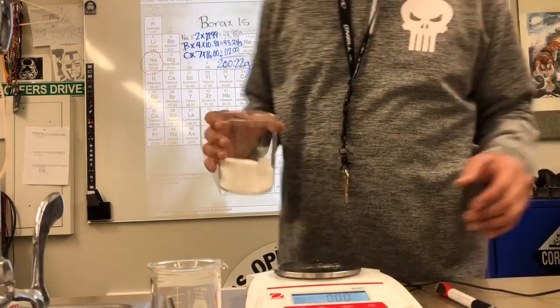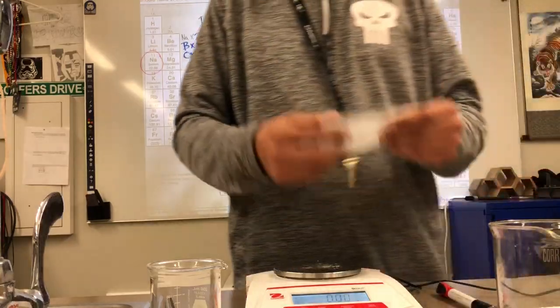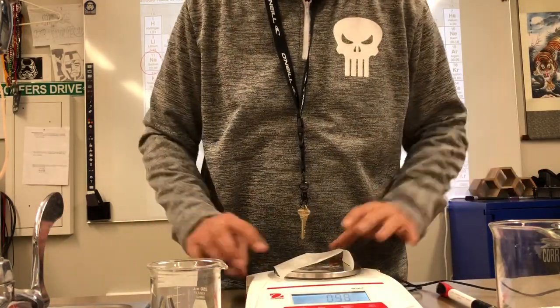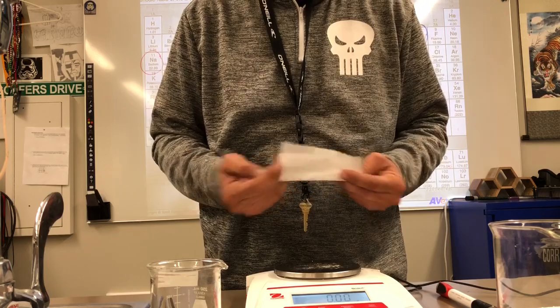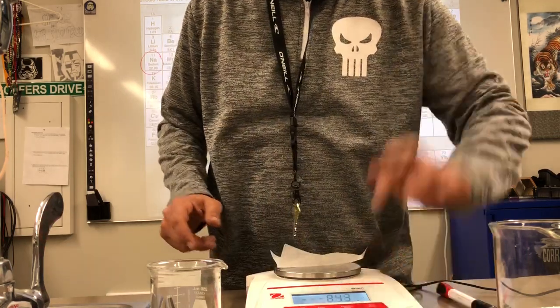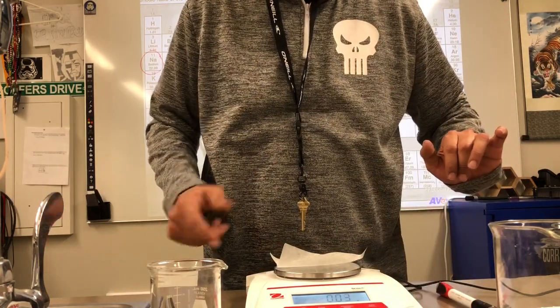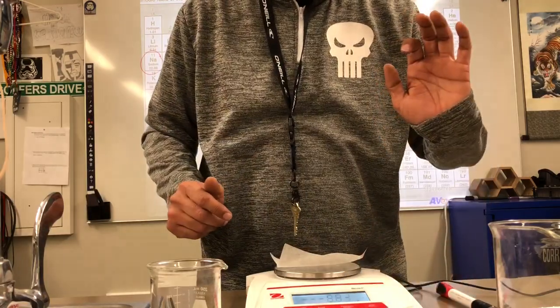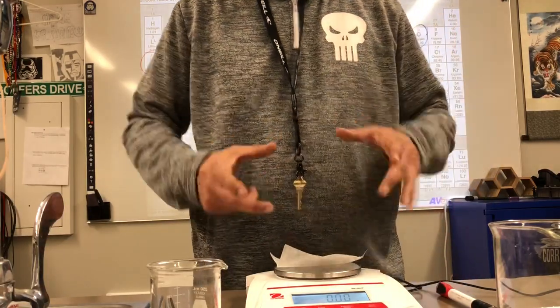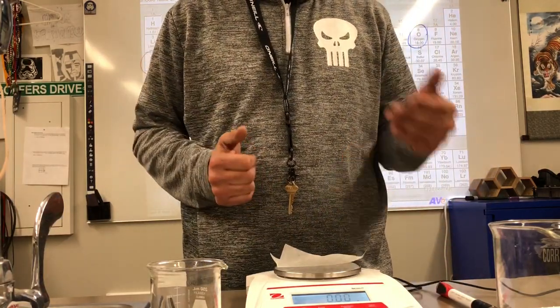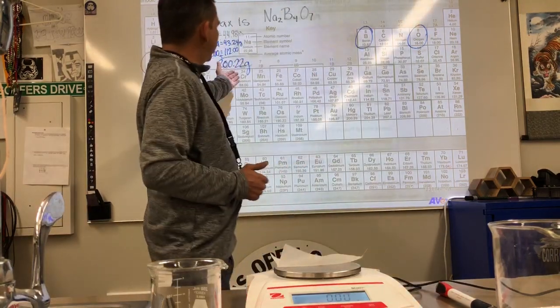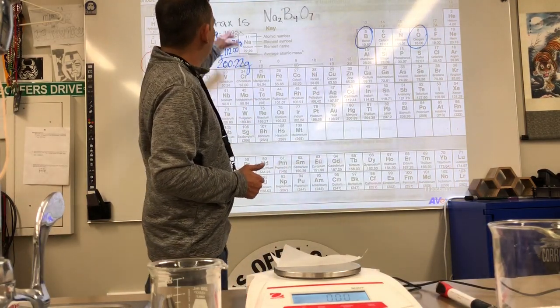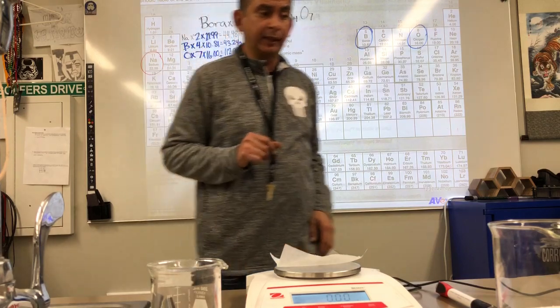So what you would do then is you'd come over here, find yourself a piece of wax paper, place that onto your balance, press tare, should get down to zero. There we go. Put them right on the wax paper and weigh out 200.22 grams of borax, and you will have one mole of this substance.